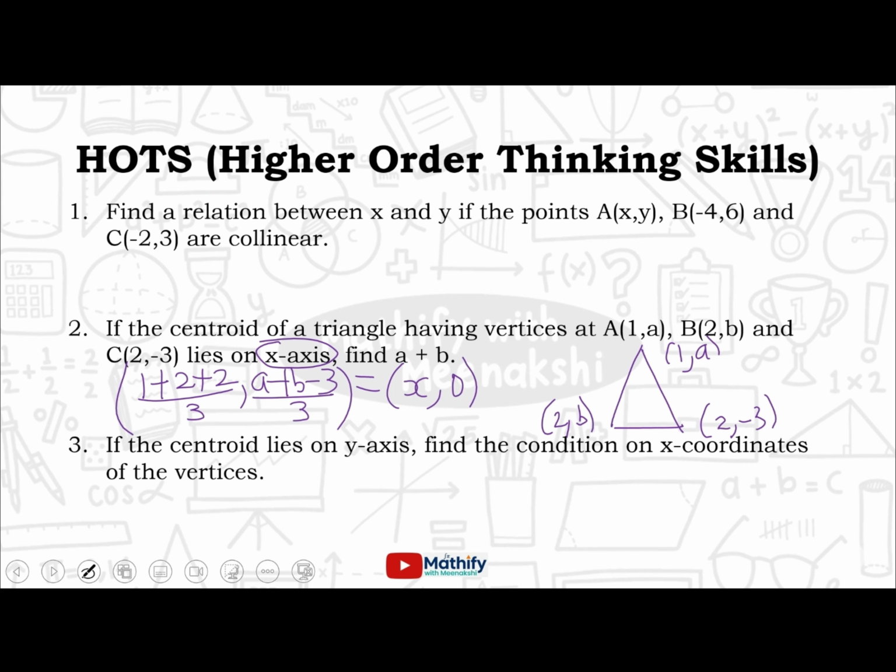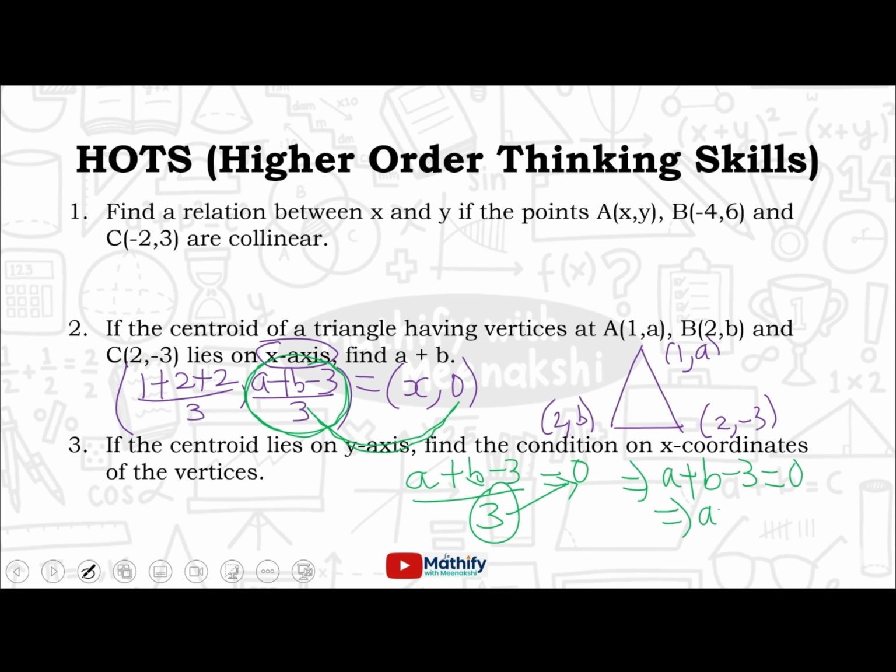So if you equate this, you will get that this value is equal to 0, because here you have to just find the value of a and b, so no need to find the value of x. So we'll write that a plus b minus 3 by 3 is equal to 0. Now you transpose that 3 to the other side, it becomes 0, so you're left with a plus b minus 3 is equal to 0. So what is the value of a plus b? That's 3. That's the answer. So the question is very easy. It's just that the concept is not in NCERT. That's why I've written HOTS for you.